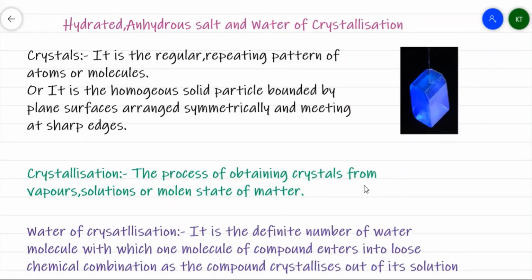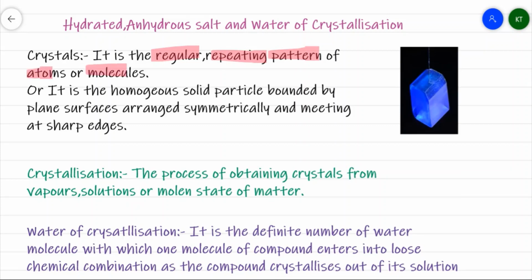Let us discuss what are hydrated salt, anhydrous salt, and water of crystallization. But before going into their details, let us discuss what are crystals. What are crystals? Crystals are basically a regular, repeatedly occurring pattern of atoms or molecules.